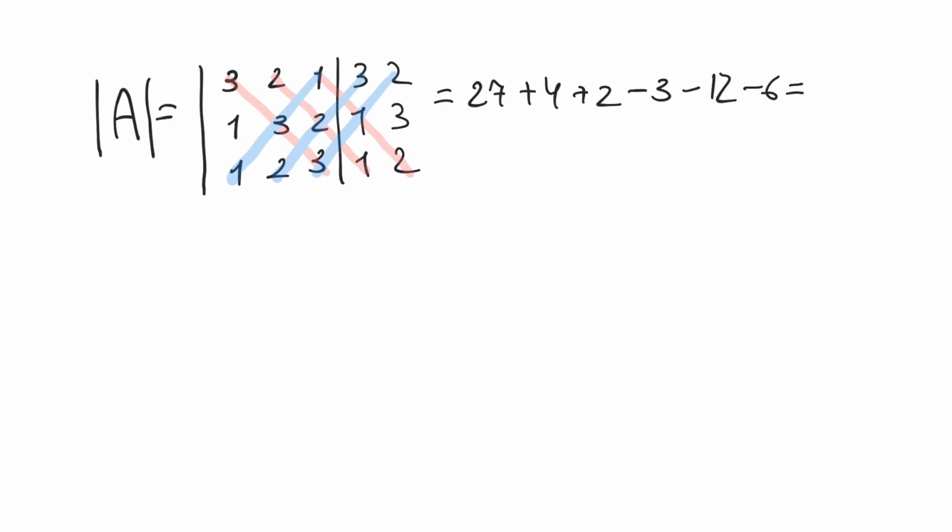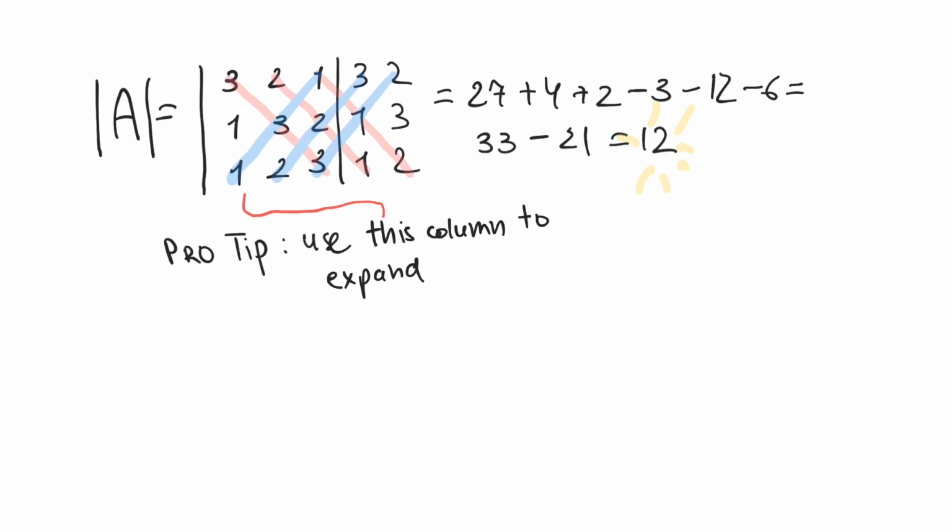So what does that leave us with? We have 33, 33 minus 15 and minus 21. And that gives us the determinant of 12. And voila, this is our answer. And I encourage you to actually calculate this with the method we used in the previous video, just so that you can verify that I'm not lying to you and it's actually 12.